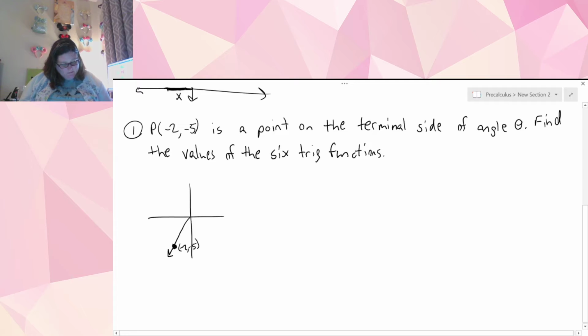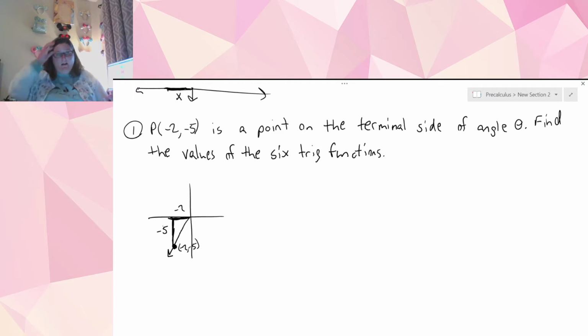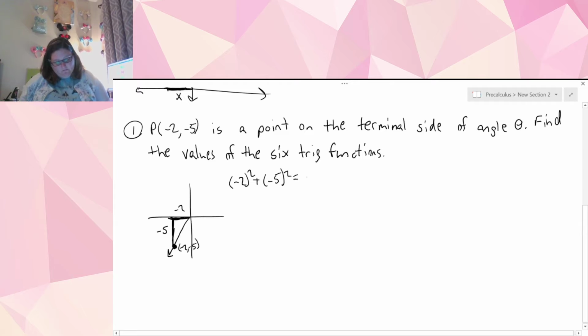And I'm going to create a triangle with that. Okay, so I have side lengths of -2 and -5. And I'm going to use Pythagorean theorem to find my radius, just like we did on the last video at the beginning. When we're trying to find the missing side length of a triangle, we use Pythagorean theorem. So I'm going to do (-2) squared plus (-5) squared equals r squared. So I get 4 plus 25 equals r squared. So 29 equals r squared. So the square root of 29 is equal to r. So the square root of 29 is my radius.